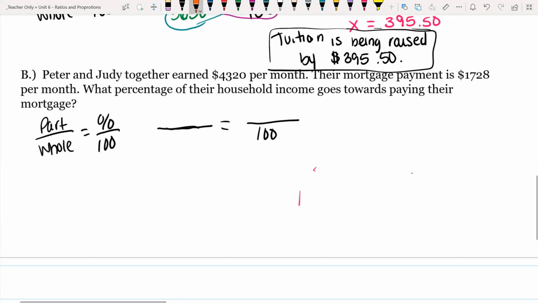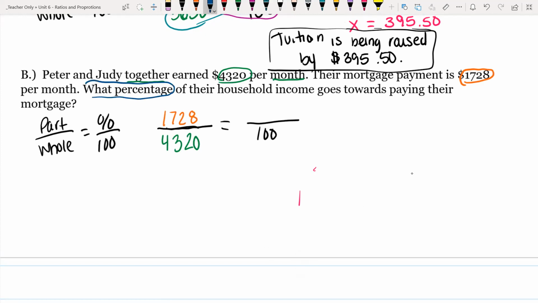So this 4,320 is what they earned in the whole month, per month. So that's our whole. Part of their bills is their mortgage. So their mortgage is part of their monthly income. And we're trying to find what percent of their monthly income it is. So that's why that's x.